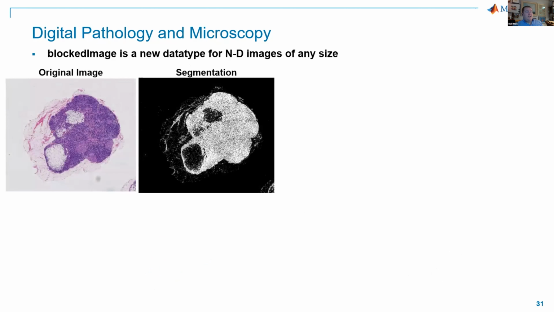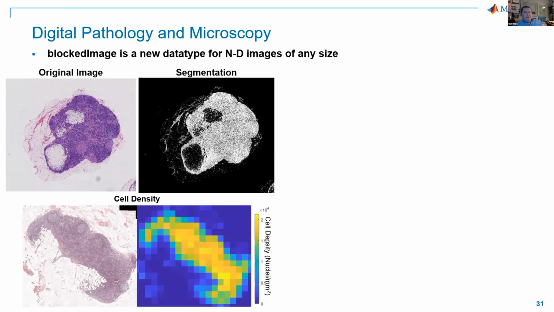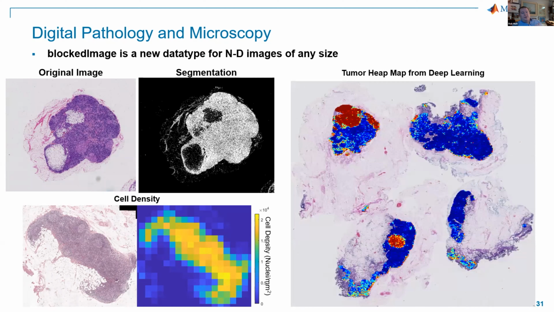And so what we've done is tried to design new tools that are specifically for microscopy that can also be used with our AI tools. Blocked image is a new data type for ND images of any size. Mostly what I'll be talking about is gigapixel whole slide images. So here's an original image and a segmentation. This is kind of a quick and dirty segmentation of tissue versus non-tissue. But this data type also supports something like calculating cell density and then reporting that on a map. And of course, our AI tools can be used with this new data type.